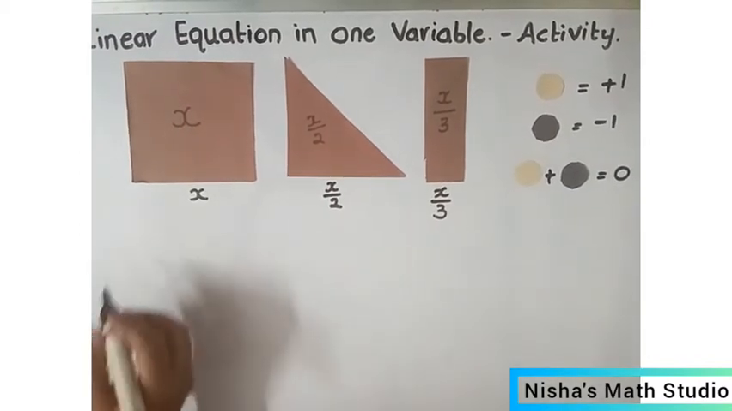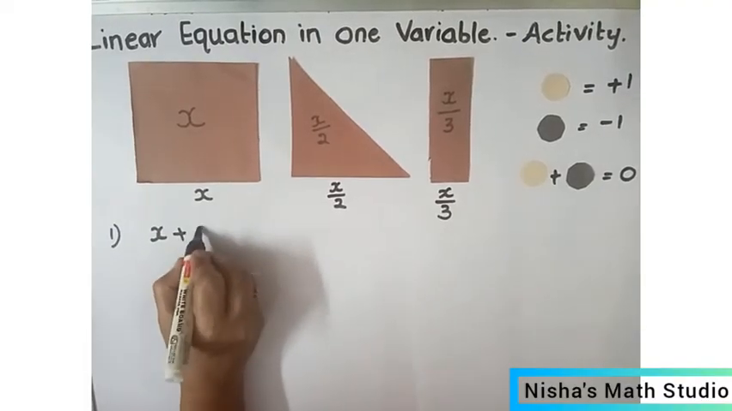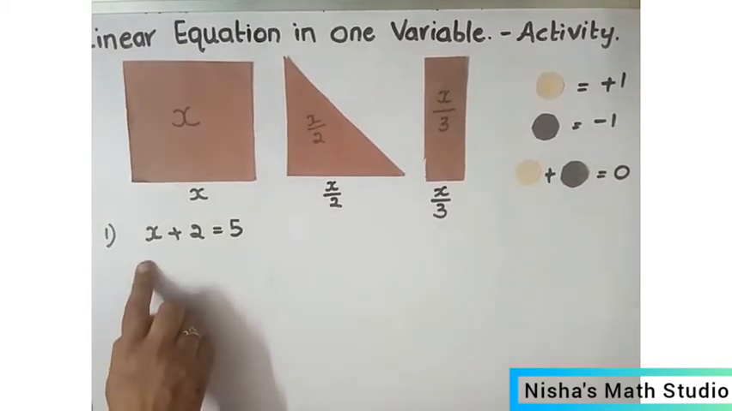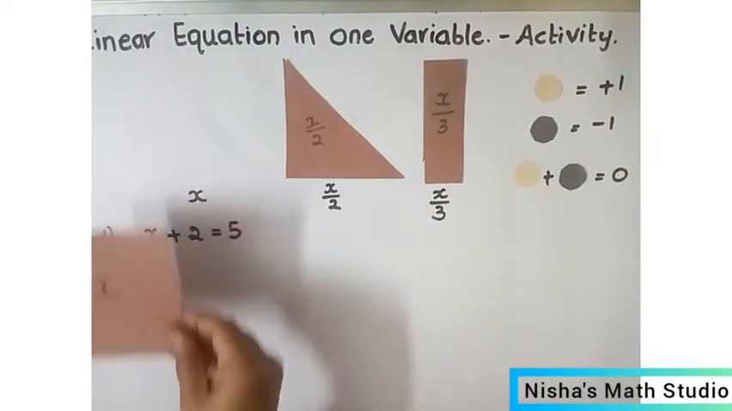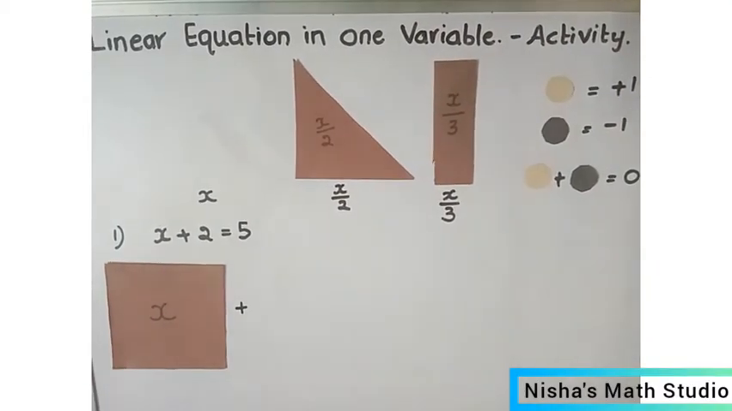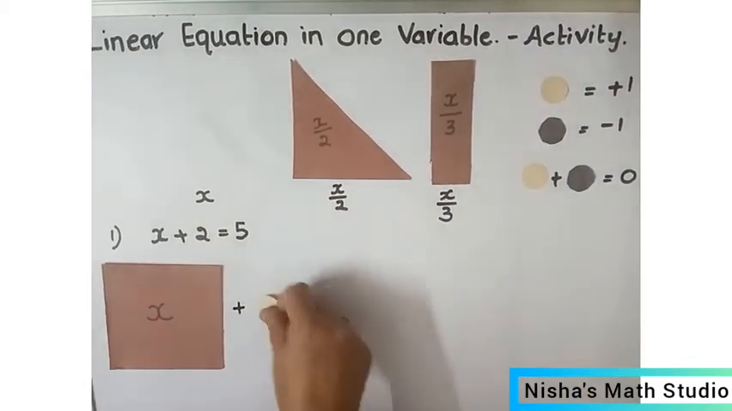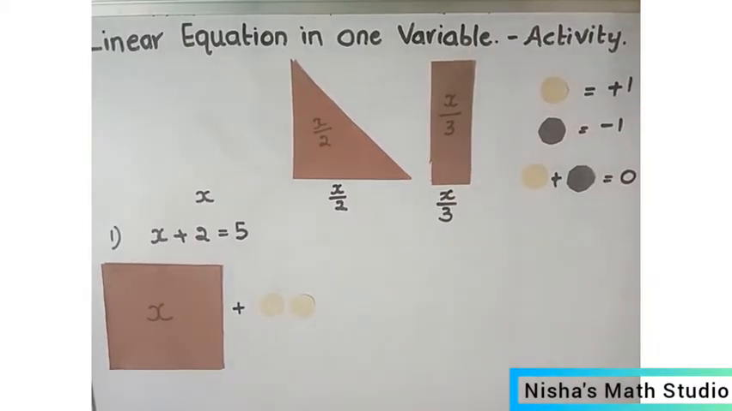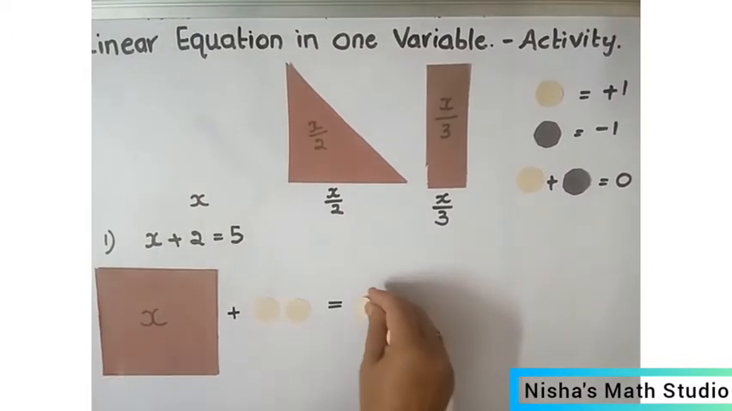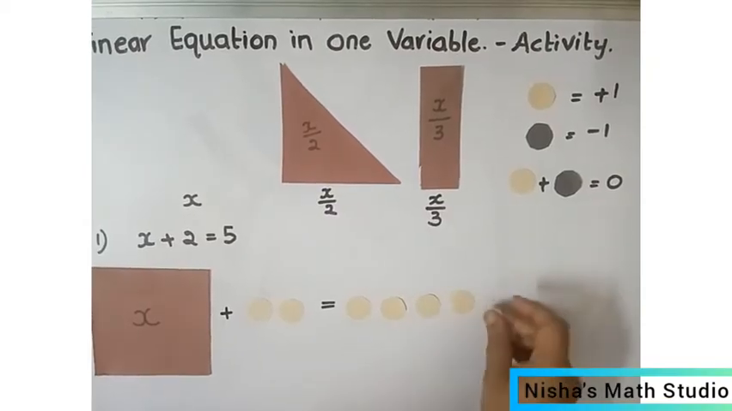Now, let's try to solve a simple linear equation which says x plus 2 is equal to 5. In the place of x, I need to keep the square which represents x plus 2, that is positive 2 is represented by these cream color counters. So it is x plus 2 which is equal to 5. So I have to keep 5 counters here, 1, 2, 3, 4 and 5.